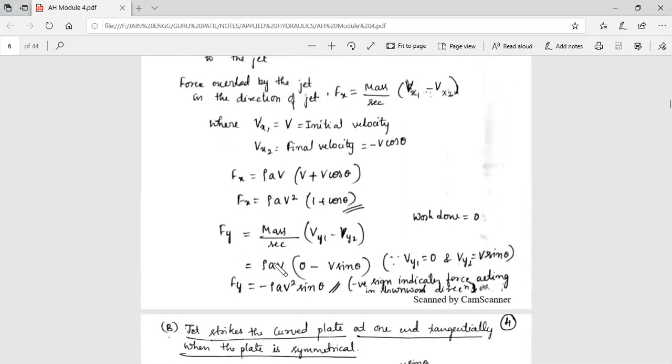So Fy will be rho A V. Initial Vy1 is 0, so we are not having any inclined component. So Vy2 will be V sin theta. So Fy is equal to rho A V square sin theta. The negative sign indicates that it is moving in the downward direction.